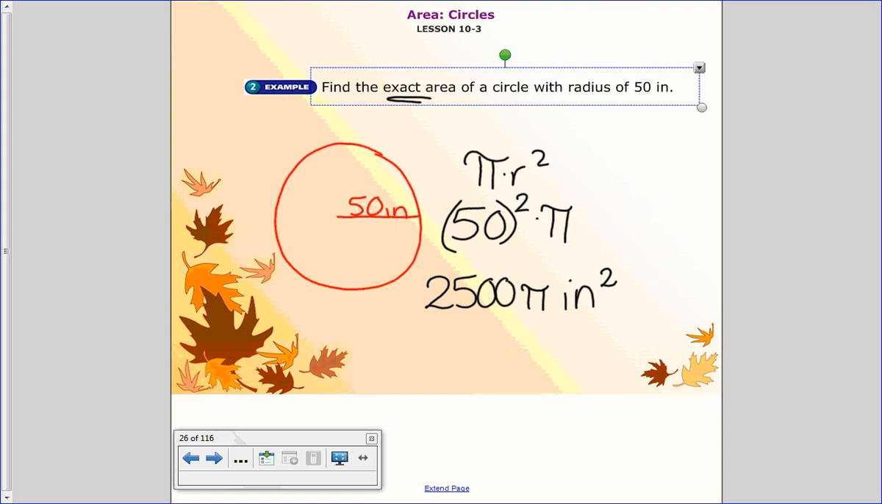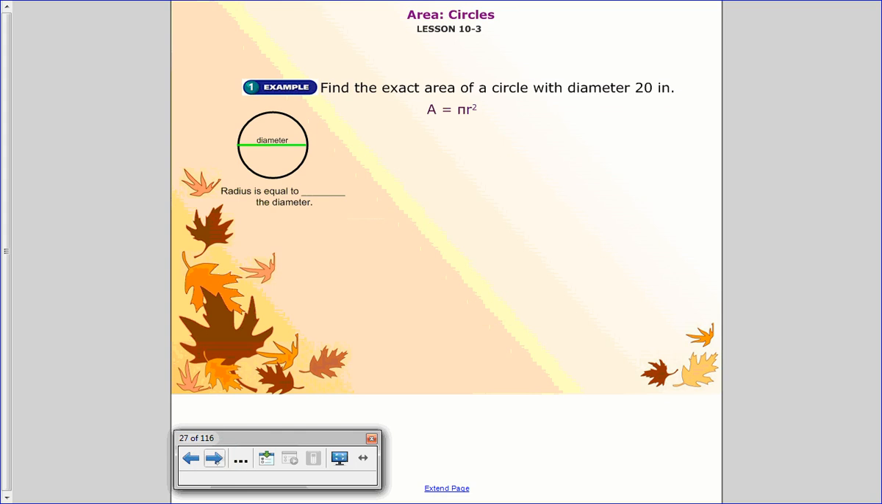And because they want the exact, we leave it just like that. We leave it as pi, instead of multiplying by the whole figure of pi. So that's our answer.